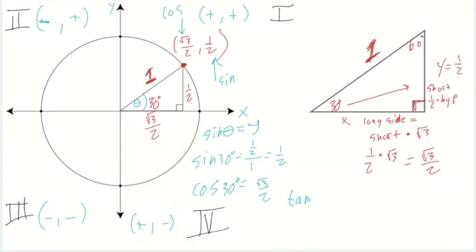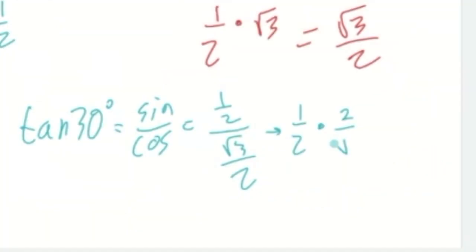And then tangent of 30 degrees, we said that was sine over cosine. I'll just write that here, sine over cosine. We got 1/2 over root 3 over 2. Now here we have to do a little bit of simple math. You take the denominator's reciprocal and multiply by the numerator. So 1/2 times 2 over root 3. That cancels out, so we're left with 1 over root 3. And then if you rationalize it, you get root 3 over 3.